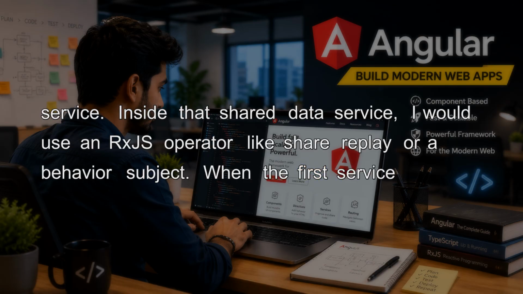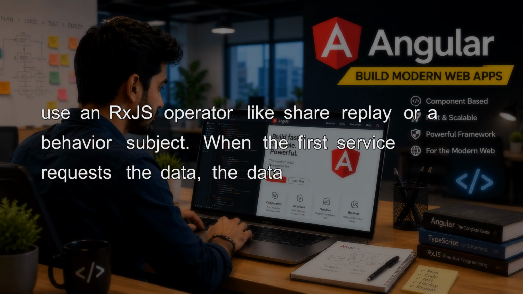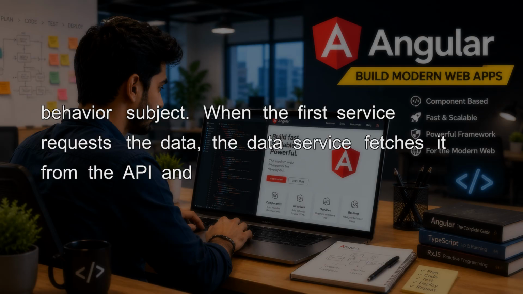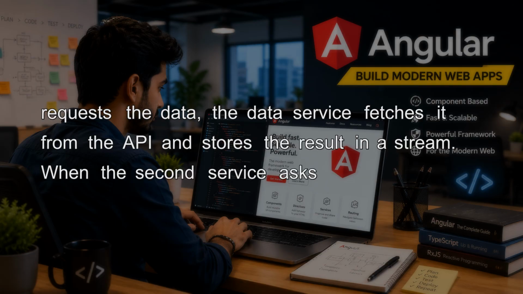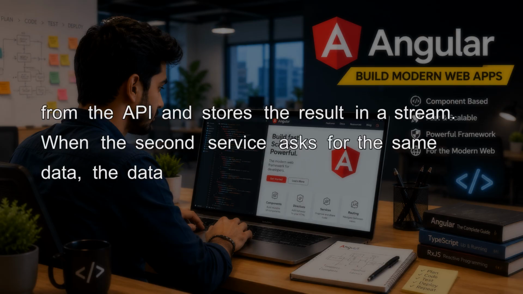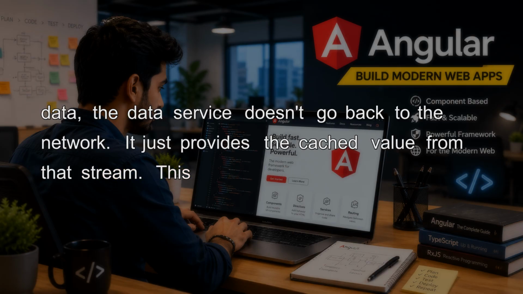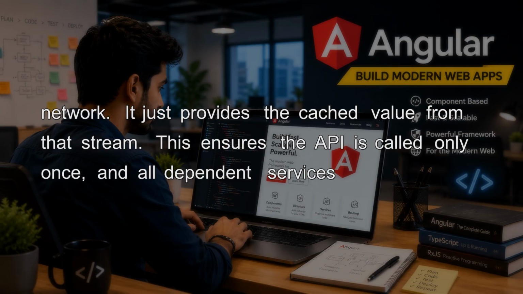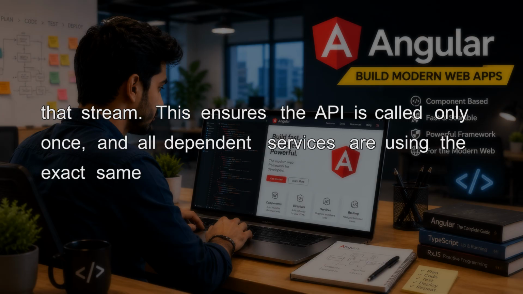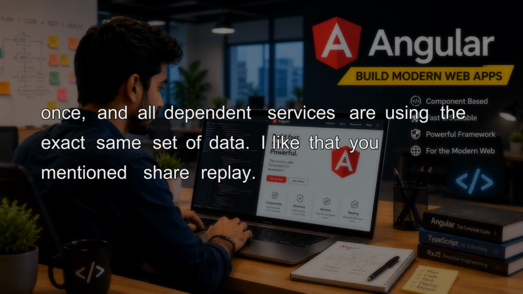When the first service requests the data, the data service fetches it from the API and stores the result in a stream. When the second service asks for the same data, the data service doesn't go back to the network. It just provides the cached value from that stream. This ensures the API is called only once, and all dependent services are using the exact same set of data. I like that you mentioned shareReplay.